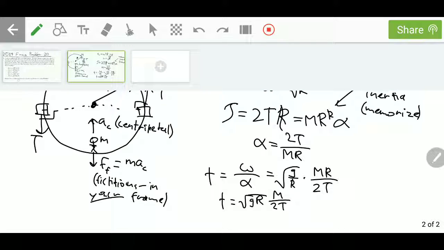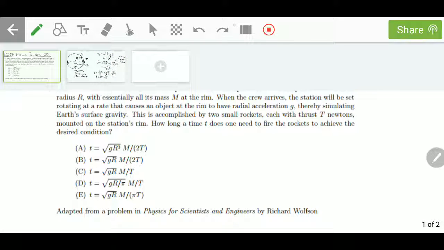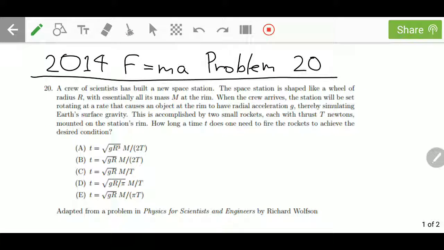And let's go back to our options. So we have the square root of g r times m over 2T, and that is a correct answer.